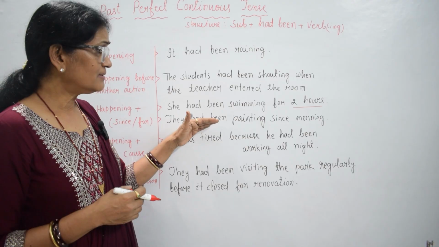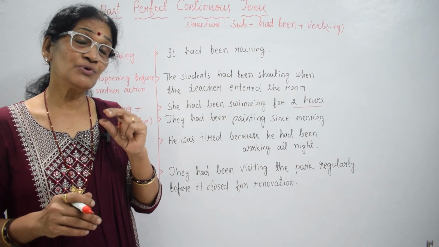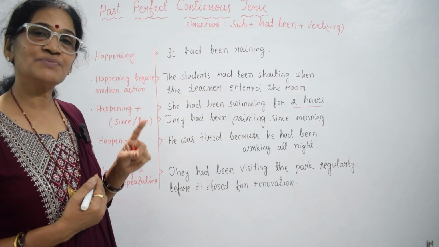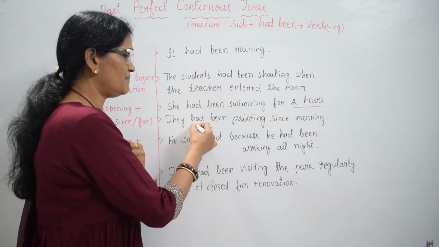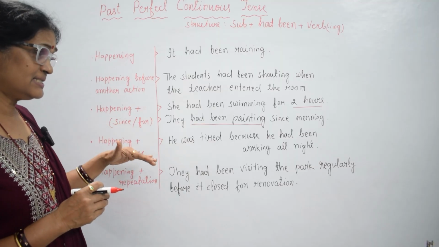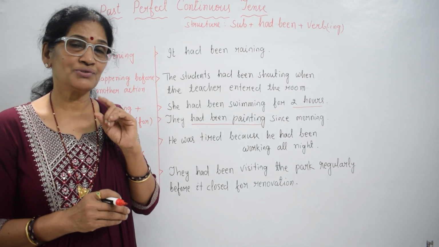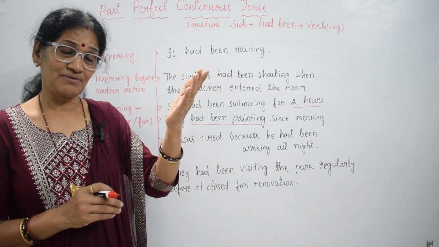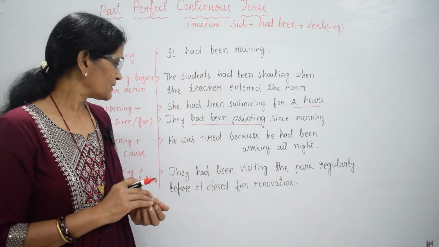They had been painting since morning. If something was going on from one point to another, there you use past perfect continuous. They had been painting since morning, had been painting. Okay. For any reason, something was going on, something was happening. There you use it in the past. Okay, something was happening in the past. For any reason, we use past perfect continuous.